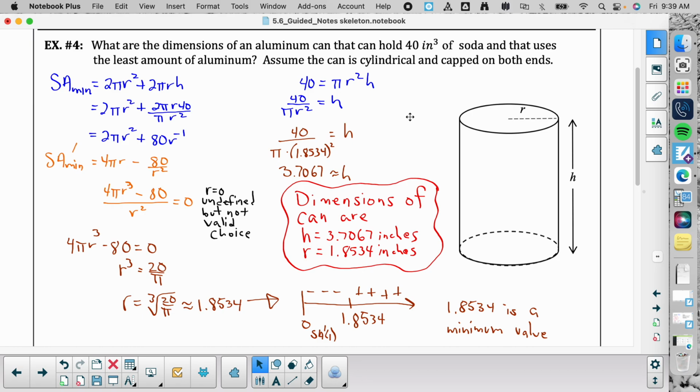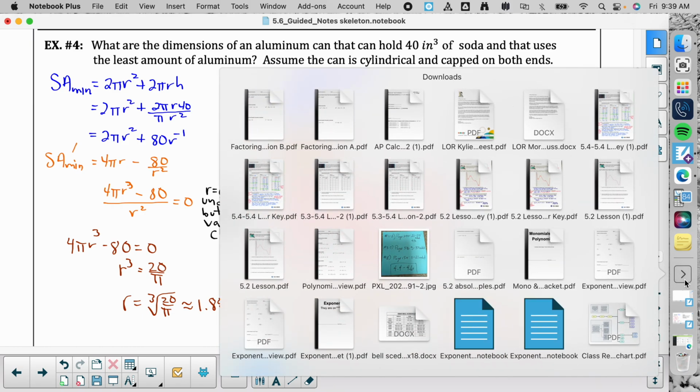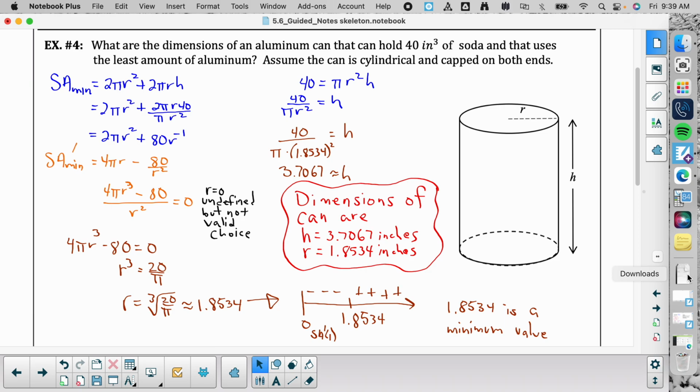And then I needed to do the derivative of the surface area. Nice. Okay. Good. Derivative of the surface area, which again came out all right. So I got 4 pi r cubed minus 80 over r squared. And so then I would look for undefined and zeros. An undefined value at 0 was kind of worthless because I can't have a radius of 0. So I ended up finding 1.8534 to be the only actual critical number I could use.